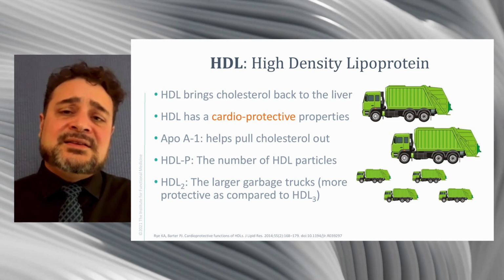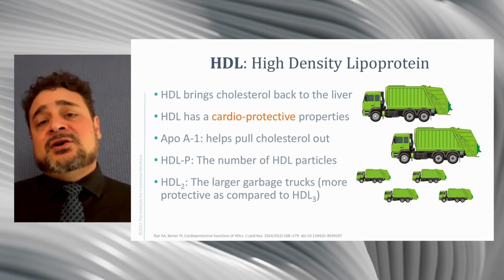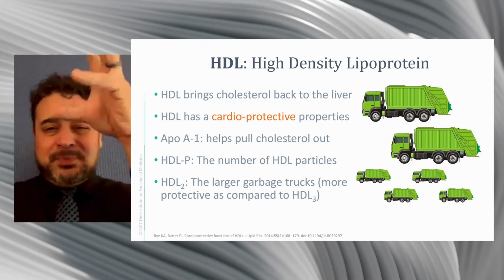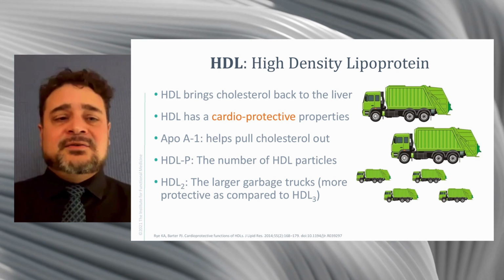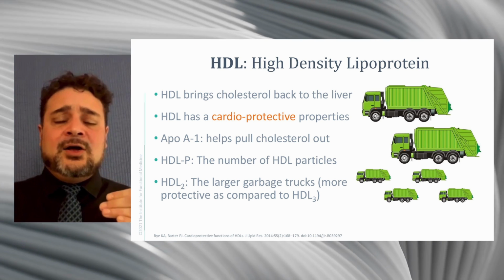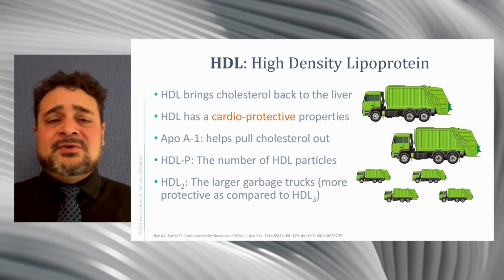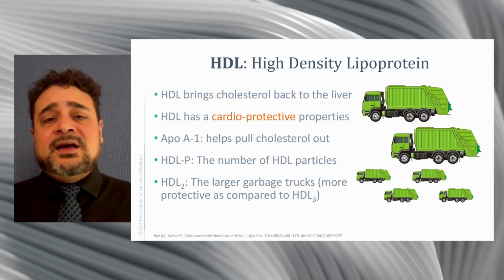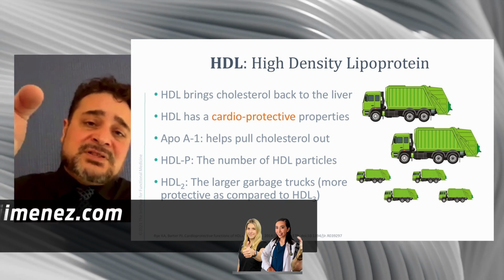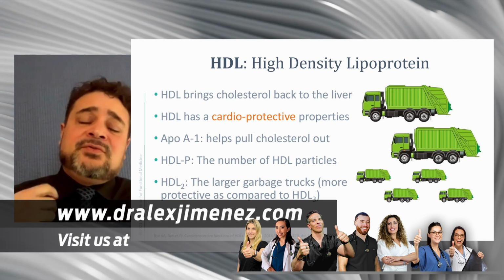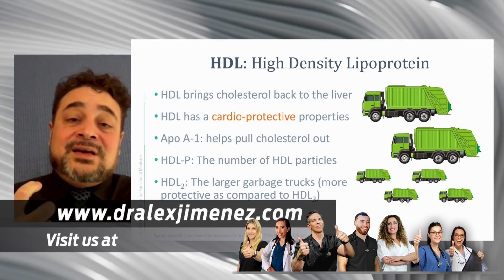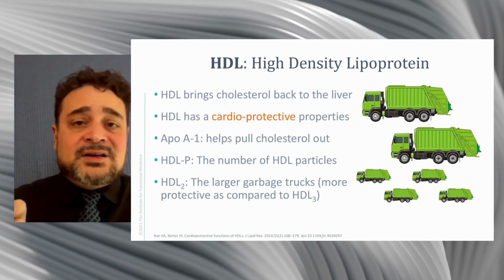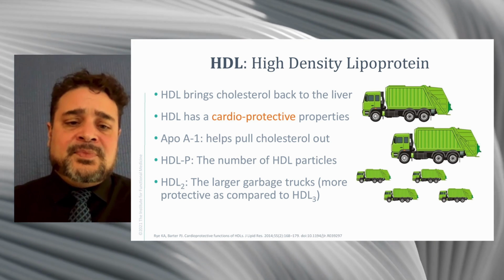What about HDL or high density lipoprotein? Remember, these are the garbage trucks that grab the LDL or the cholesterol, the garbage, and pull it out of the blood vessel and bring it back to the liver. It helps protect the heart. It has cardioprotective effects. There is a component of it called ApoA1, and that component is what pulls the cholesterol out. So if your ApoA1 is low, then that means that yes, you have the garbage truck, but it is not good at pulling cholesterol out and putting it in the garbage truck.